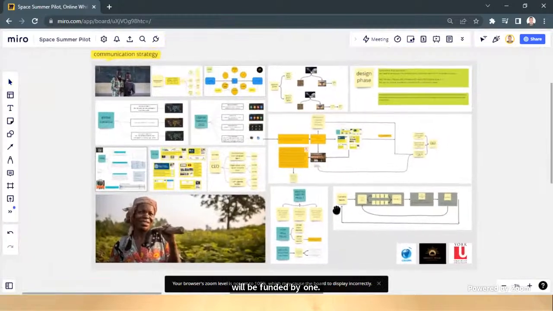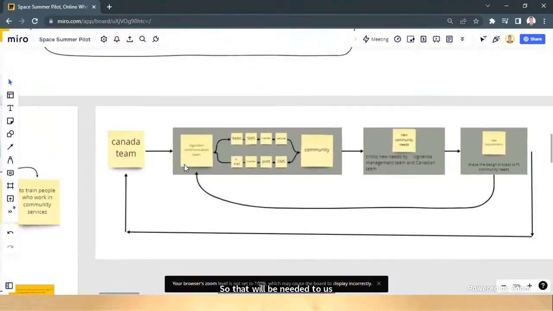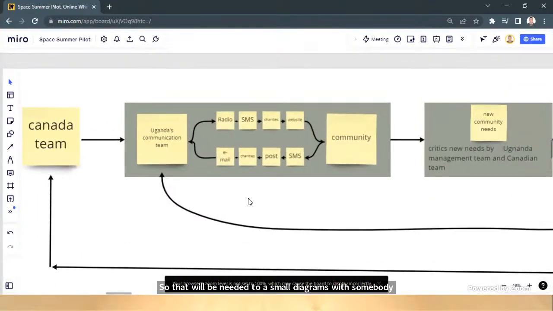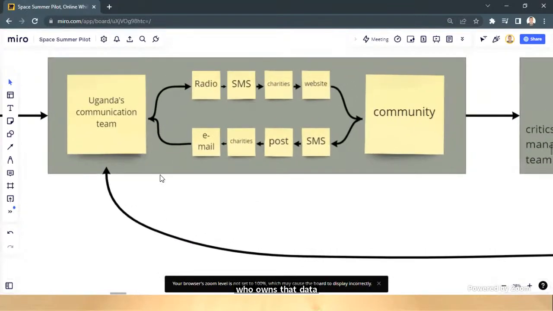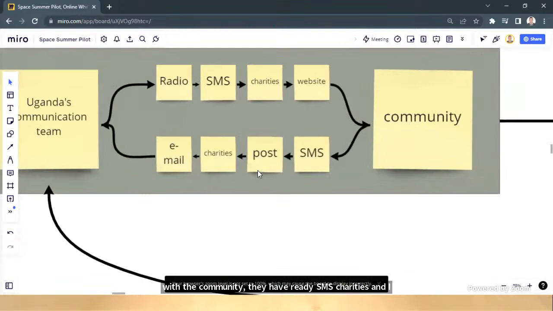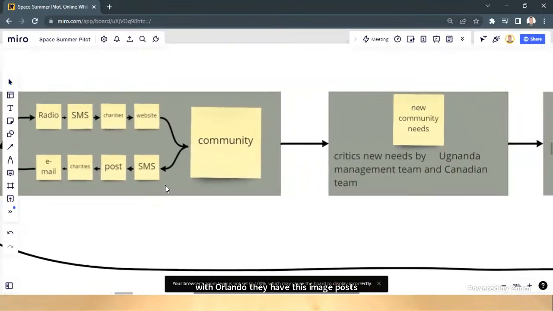So that leads to a small diagram to summarize all the data. The Uganda communication team and the community. If the Uganda communication team needs to communicate with the community, they have radio, SMS, charities, and website. And if the community needs to communicate with Uganda, they have SMS, post, charities, and email.